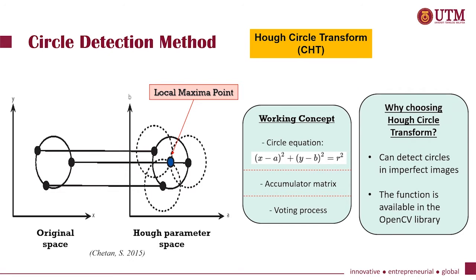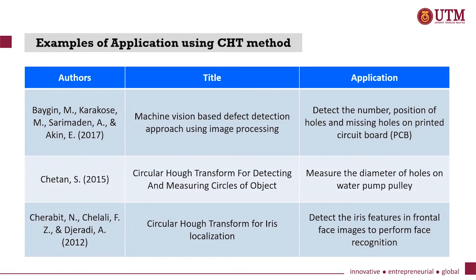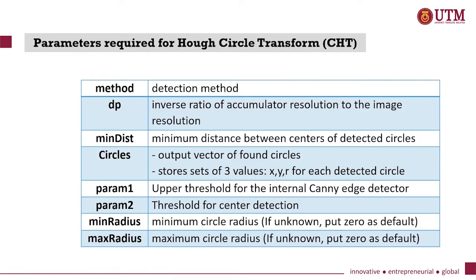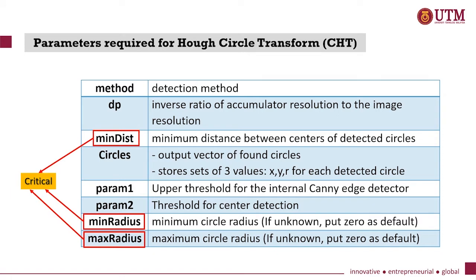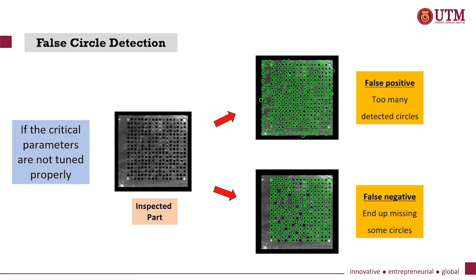The reason why I chose the Hough circle transform is because it can detect circles even in imperfect images, and the function is also readily available in the OpenCV library. These are some application examples of the Hough circle transform. We can see that the CHT method can be used to detect holes on a PCB board, measure the hole diameter of a water pump, and also detect iris features in face recognition. These are the parameters required to be defined for the Hough circle transform function. Besides, there are some critical parameters that need to be tuned well to minimize false circle detection, as shown in this slide.